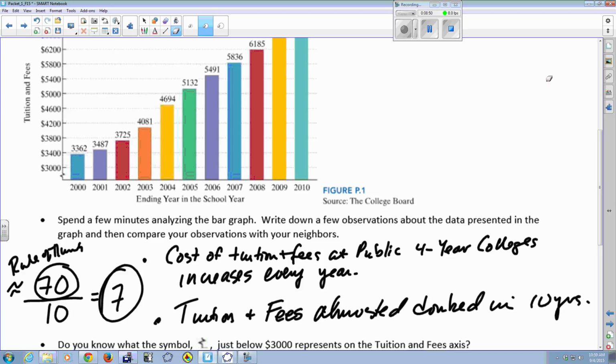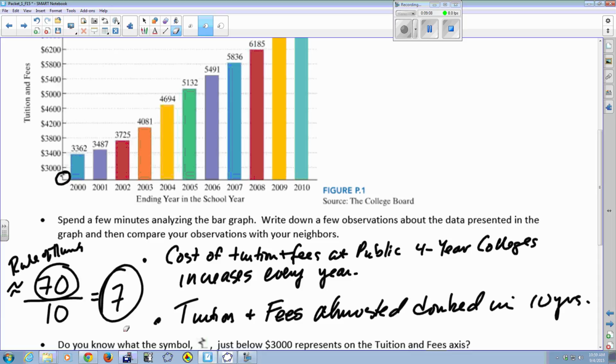Someone said it was quadratic and not linear, so that's interesting. There's a break in the graph. That's what this little thing right here means. Whenever the scale for your axis starts at other than 0, you have to put that little break in there. It's just a little squiggle.